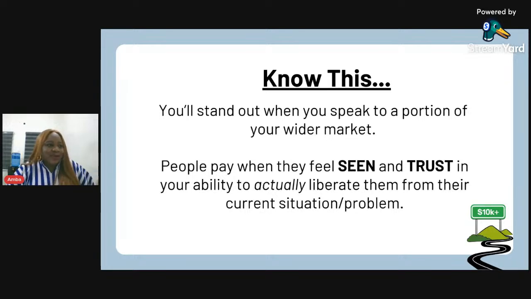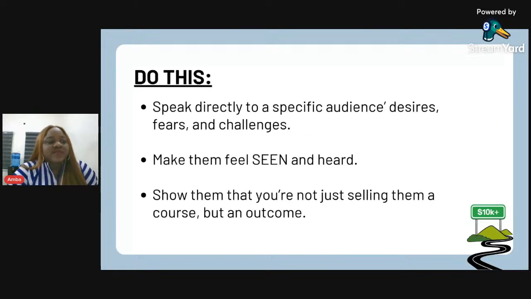That's where resonance comes in. She feels seen. That's when they tell you, oh my God, your message resonated with me. And at that point, when you have an offer, they're jumping on the offer because resonance has happened. They're resonating deeply with what you had to say. They feel seen. So do this: speak directly to a specific audience's desires, fears, and challenges.